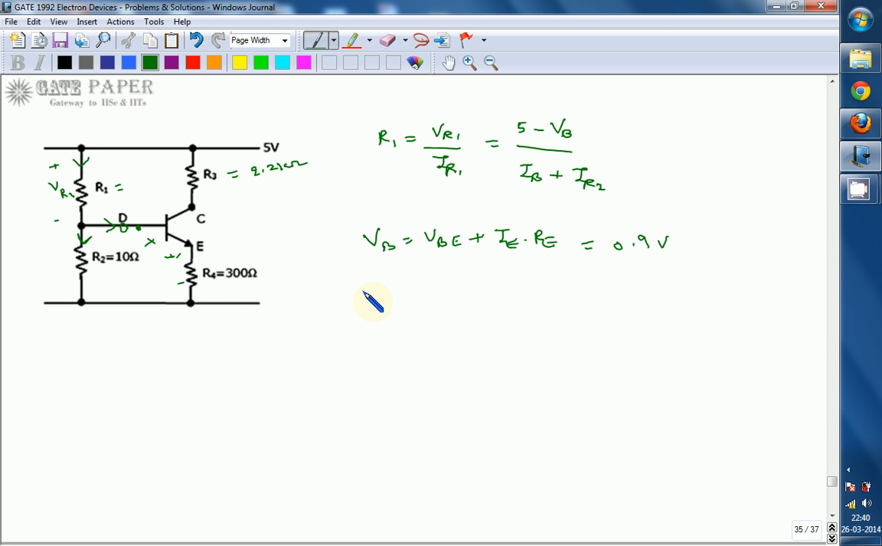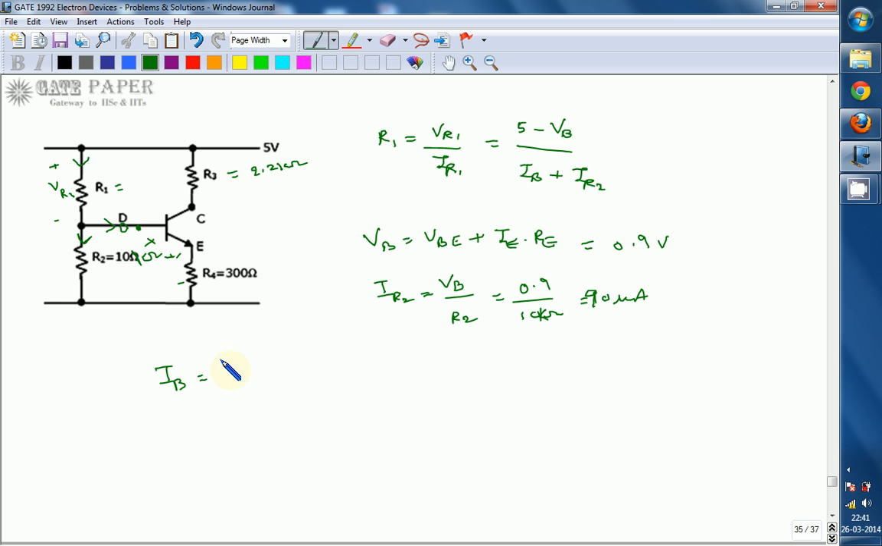So we can calculate IR2. IR2 is equal to VB divided by R2, which is 0.9 divided by R2. Sorry, it is not 10 ohms, it is 10 kilo ohms. There was a mistake. This is 10 kilo ohms, which gives 90 microamperes. IR2 is 90 microamperes.